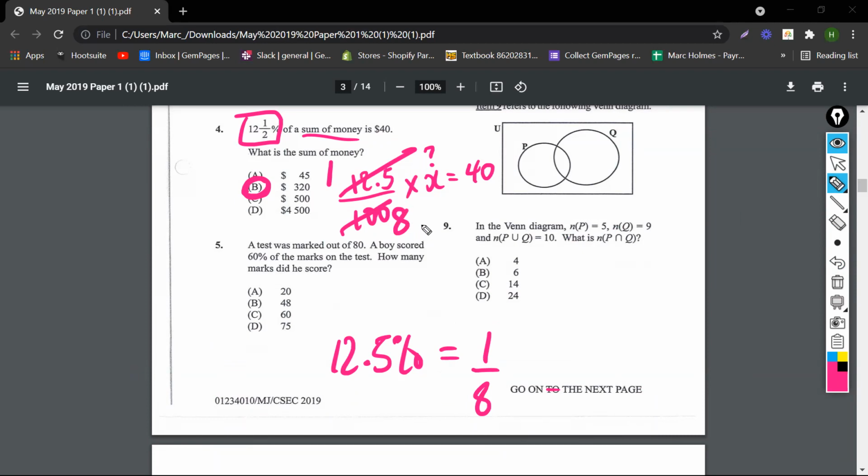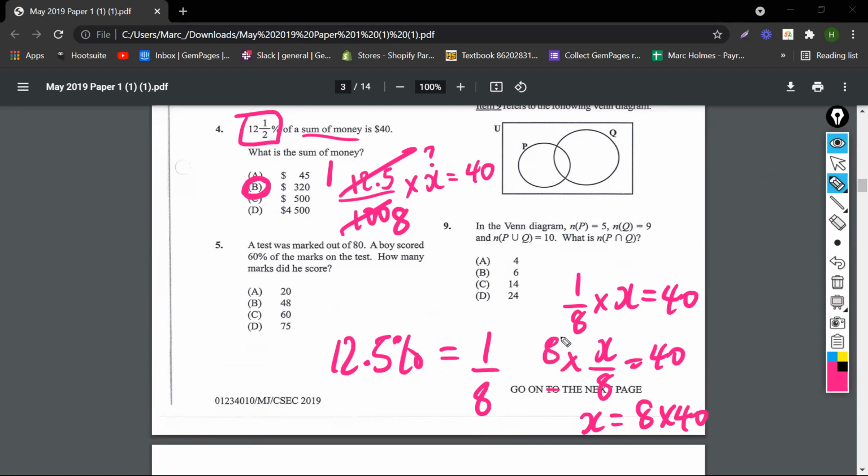It really would. Because if you have 1/8 times x is equal to 40, then it's really obvious that you'd have x/8 is equal to 40. So x would be equal to 8 times 40, right? If you multiply both sides by 8 to get rid of the 8 down here. And 8 times 40 is 320. Cool. So that's worth remembering. If you remember that 12.5% is 1/8, then you wouldn't really have to divide through by the 12.5. You'd already just get your answer as 320.